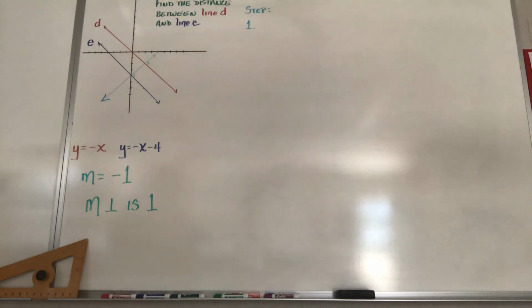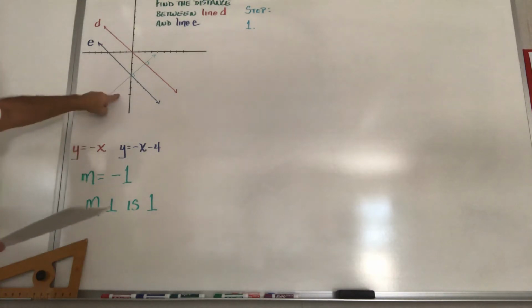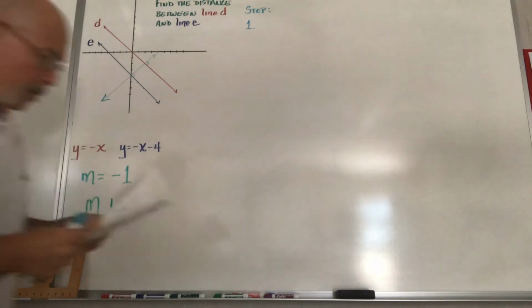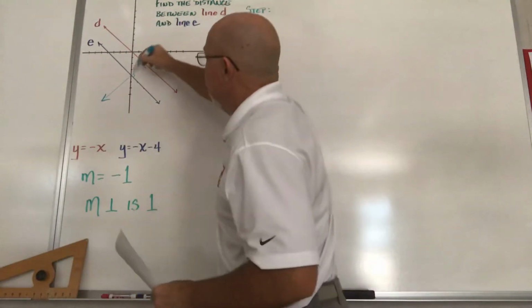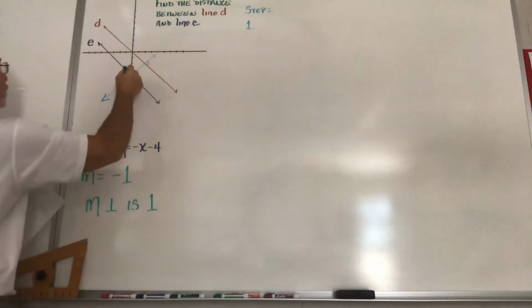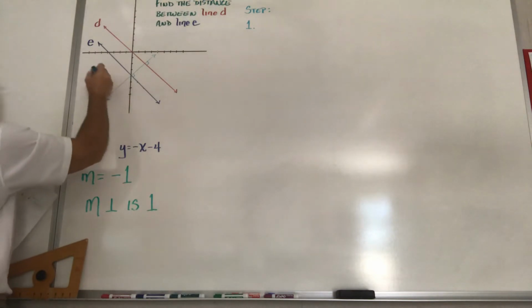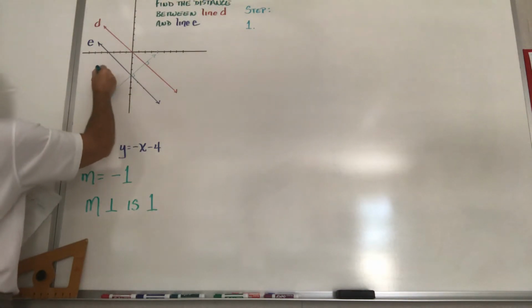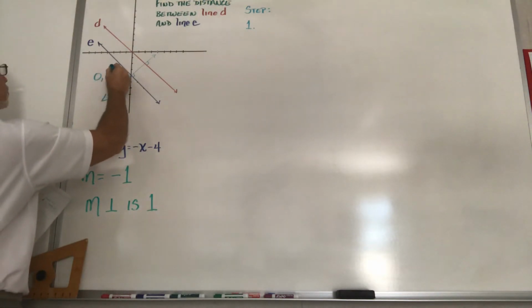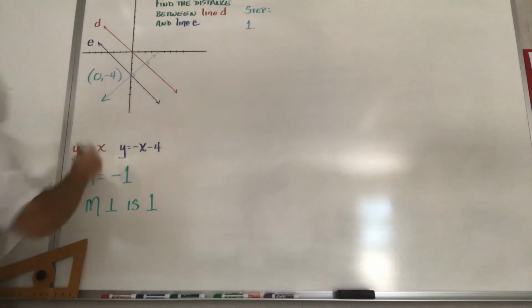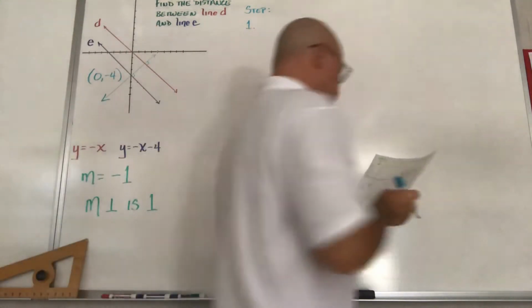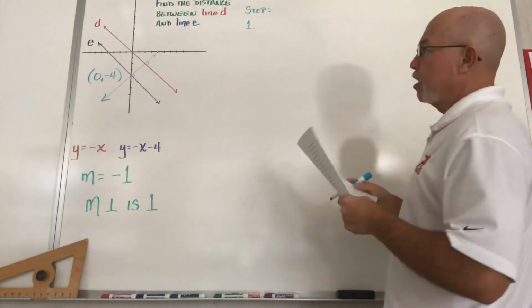Okay, next I'm going to find the equation of this line. Okay, I know this point right here is 1, 2, 3, 4, 0. Okay, so I'm going to plug that in.